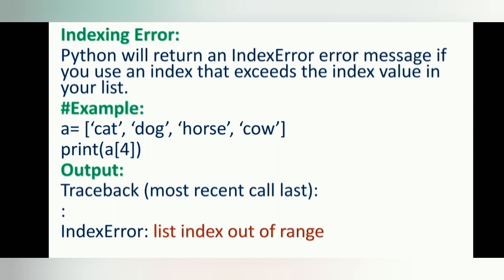But we have used 4 as an index which exceeds the value in the list. So Python will return an index error message that list index out of range. Similarly, if we use negative index -5, Python will return an index error message that list index out of range, because here valid negative indexes are -1, -2, -3 and -4. Python will return an index error message if you use an index that exceeds the index value in your list.